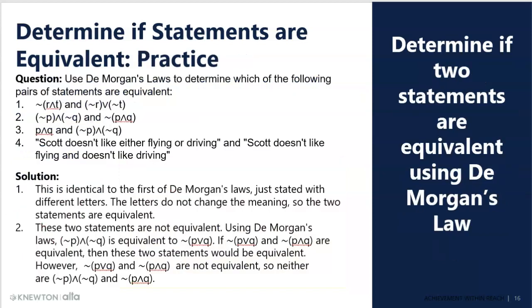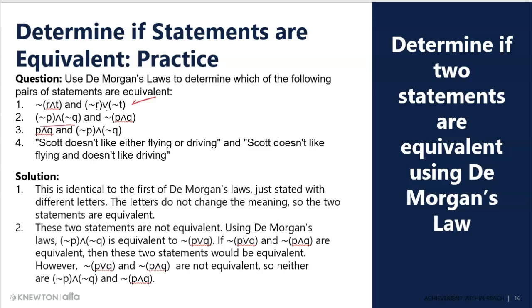So use De Morgan's laws to determine which of the following are equivalent. So I have the negation of R and T, and the negation of R or the negation of T. So did I negate the left and the right and change the sign? Yes, I did. Those are equivalent.